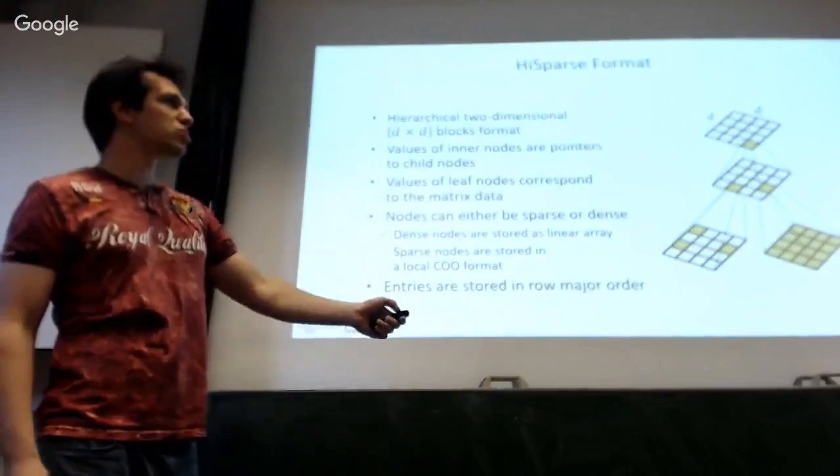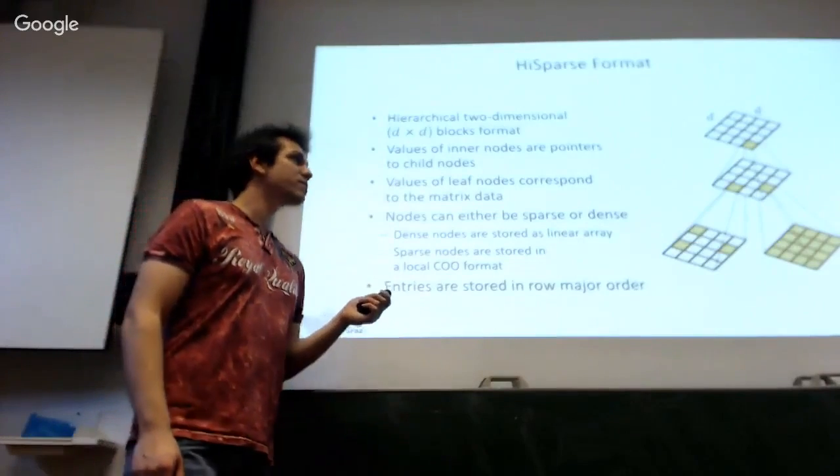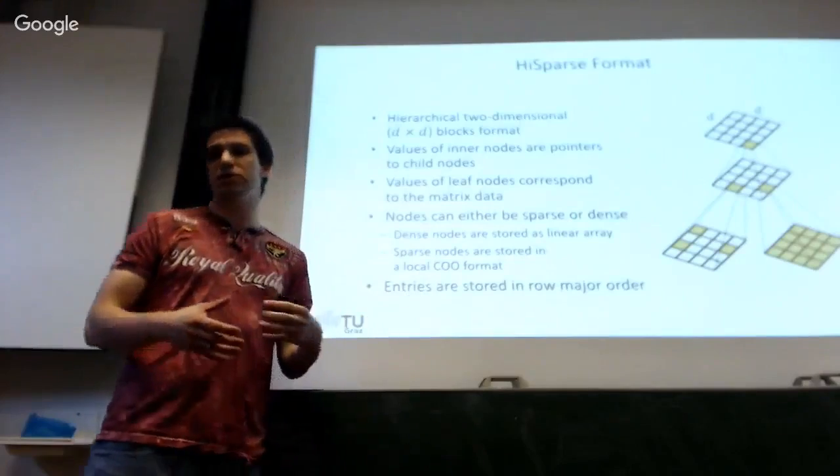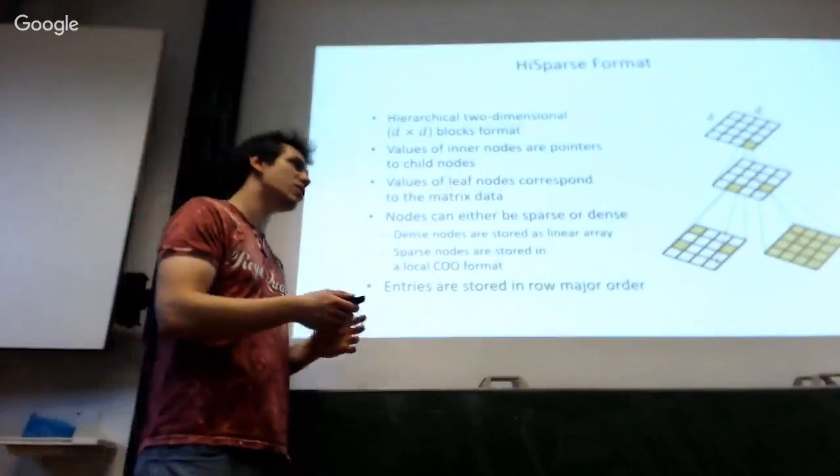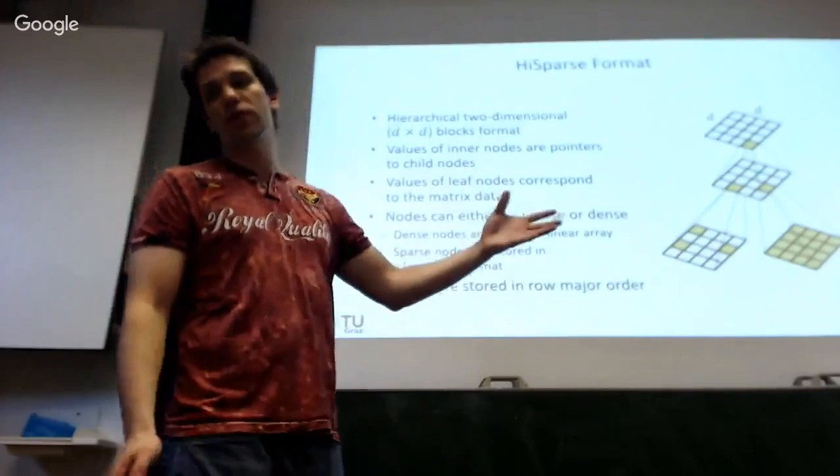And the nodes we usually choose to be quadratic with a size of d times d, and then we can choose d differently to figure out what is efficient in terms of storage and execution.